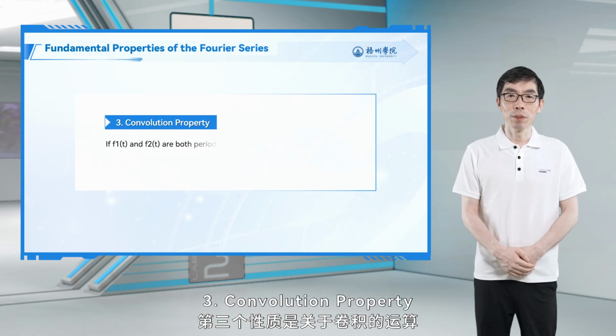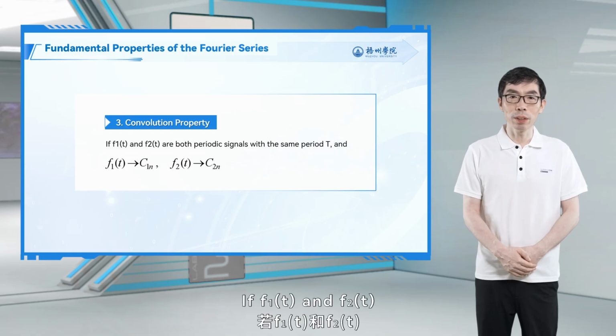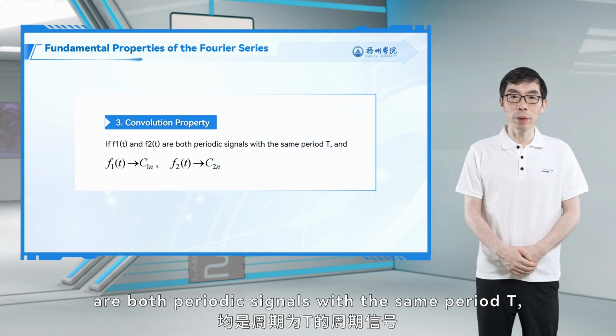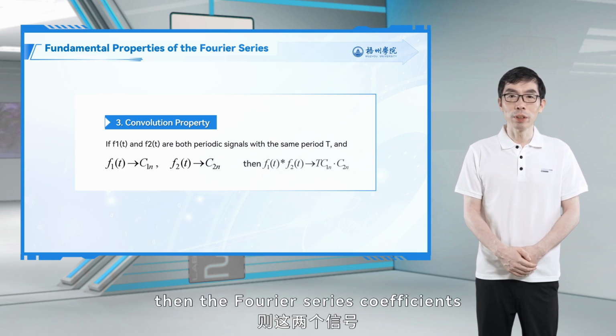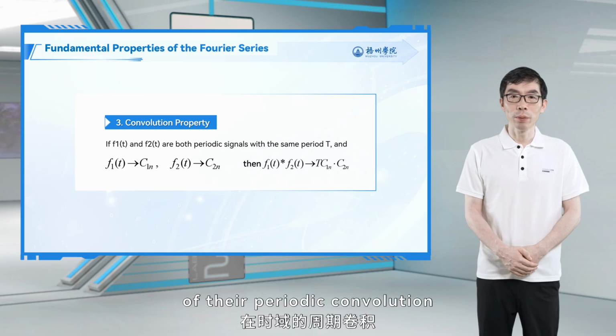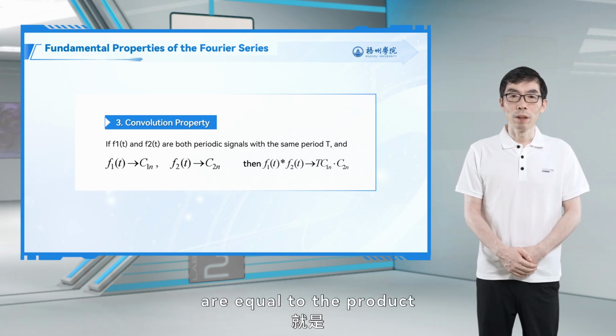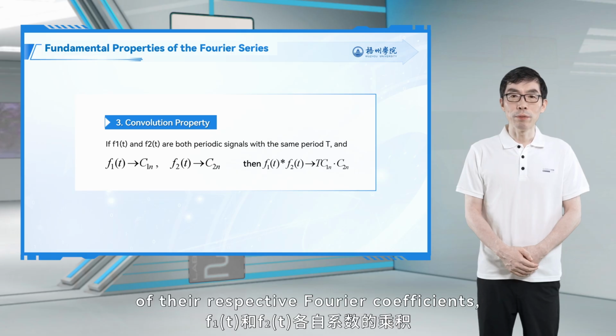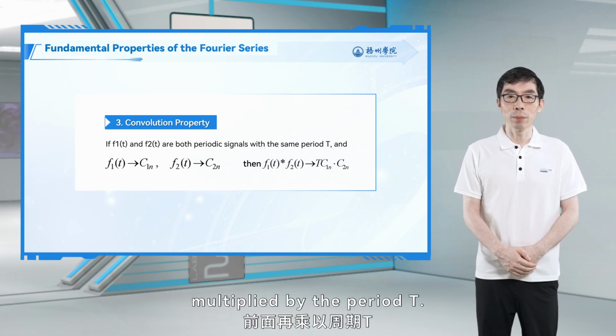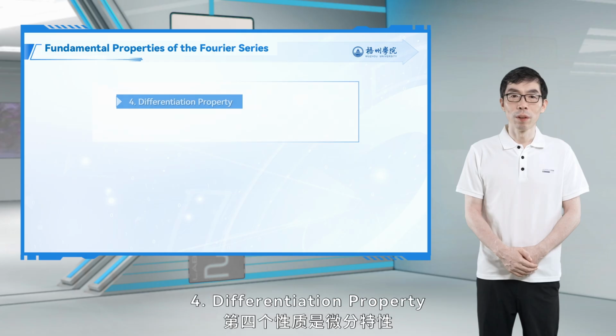3. Convolution property. If f1(t) and f2(t) are both periodic signals with the same period T, then the Fourier series coefficients of their periodic convolution in the time domain are equal to the product of their respective Fourier coefficients, multiplied by the period T.